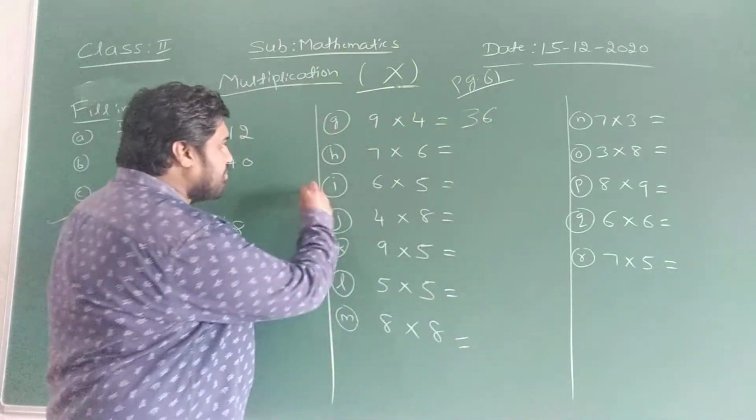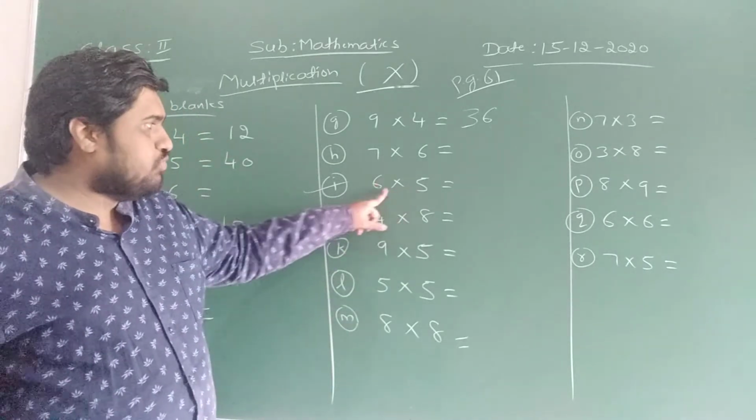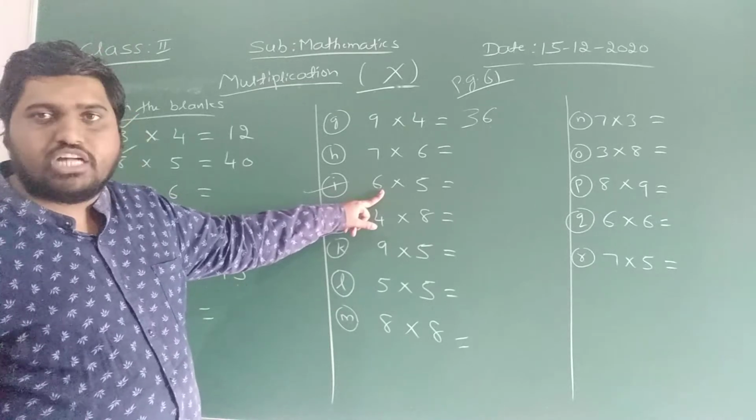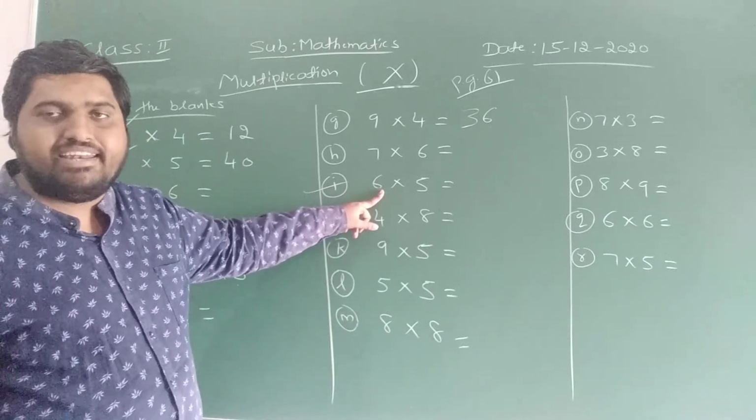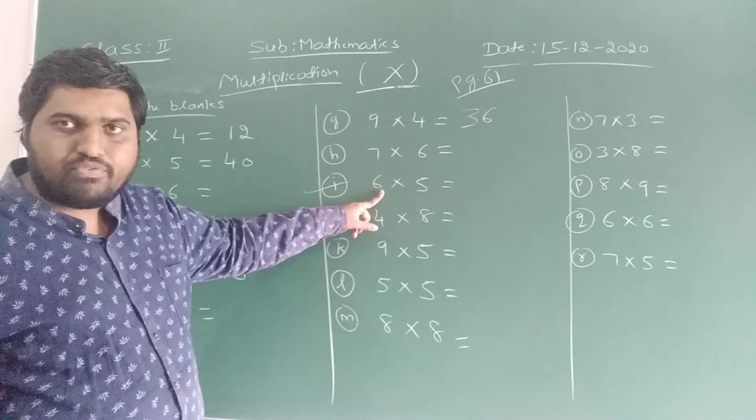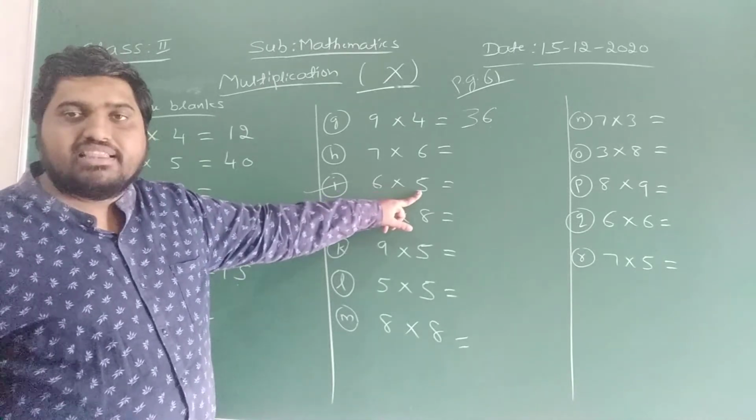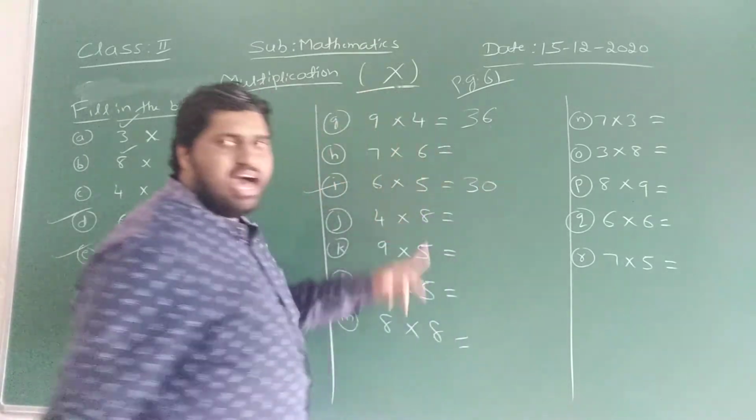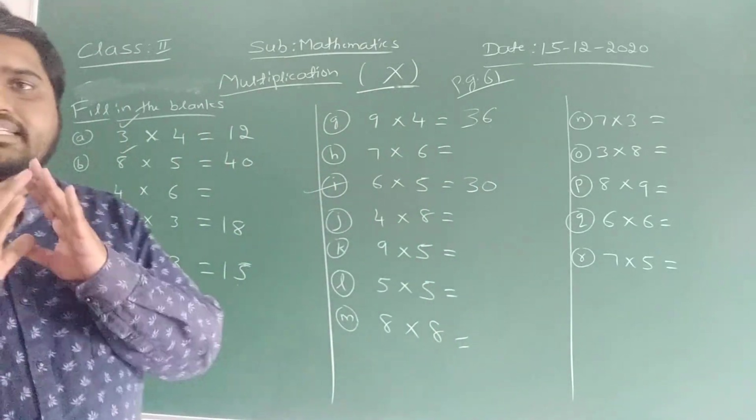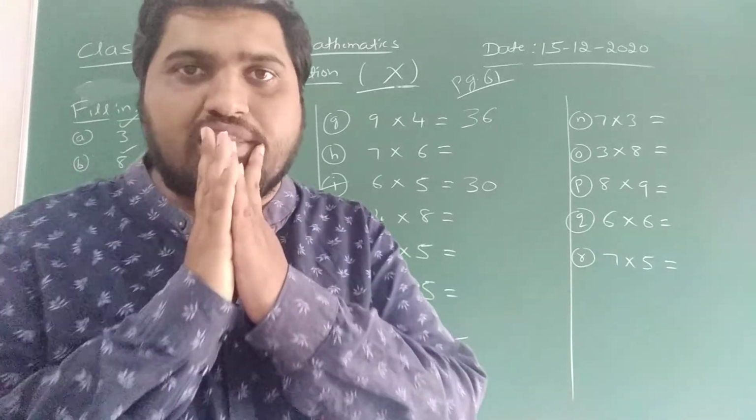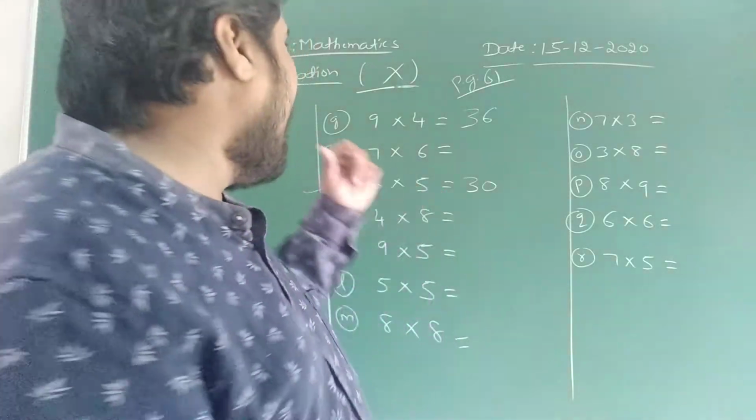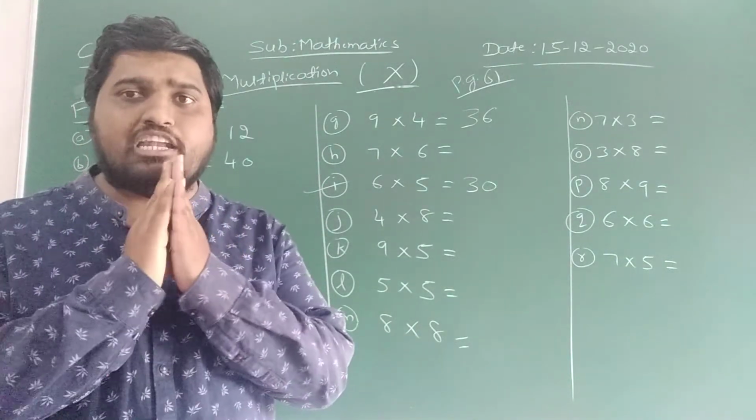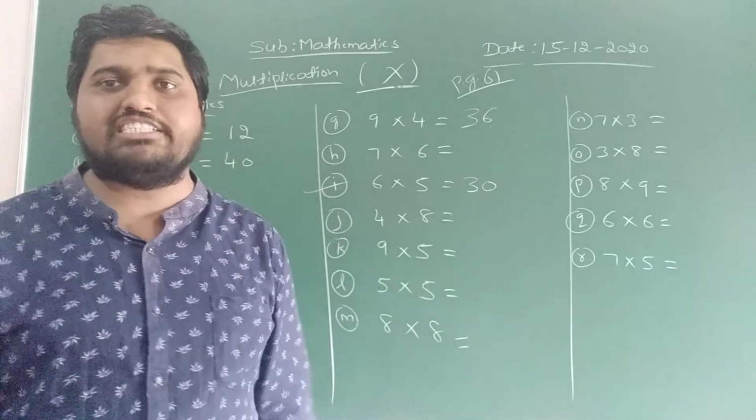Similarly come to this question. 6 into 5. Read 6 table, children. 6 1s are 6, 6 2s are 12, 6 3s are 18, 6 4s are 24, 6 5s are 30. Therefore here you have to write 30. Are you understood? Yes, it's very simple. If you know the tables, then easily you can solve this type of sums. If you know the table, then multiplication is very, very simple.